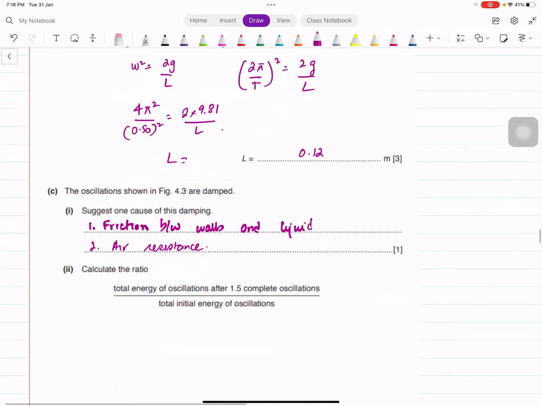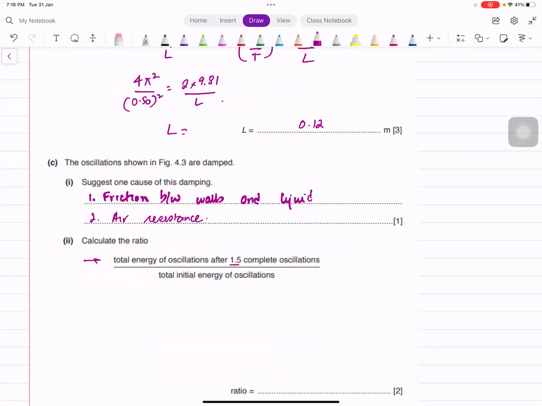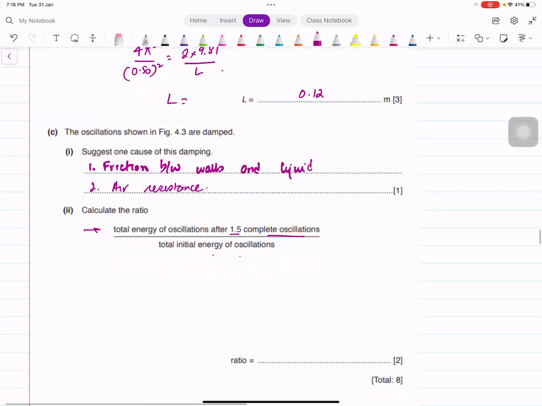Now, it says total energy after 1.5 complete oscillations and total energy. Now, what is the formula for total energy? Anybody can please tell me? Half m omega square x naught square. Okay, so we're looking at after 1.5, and half m omega square x naught 2 square. You see this part and this part are common. So we can write x naught 1 square, x naught 2 square.